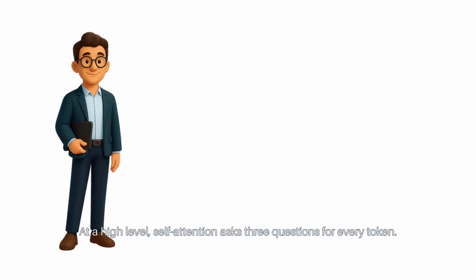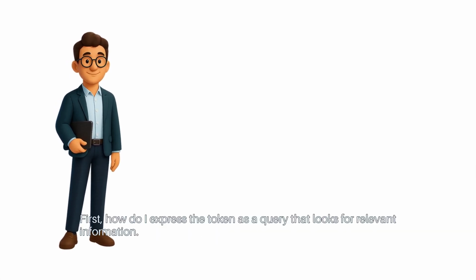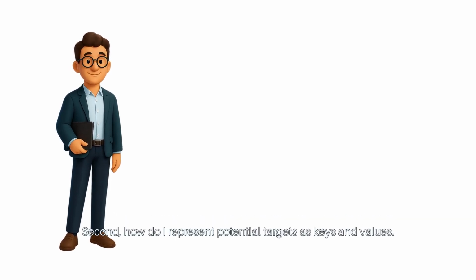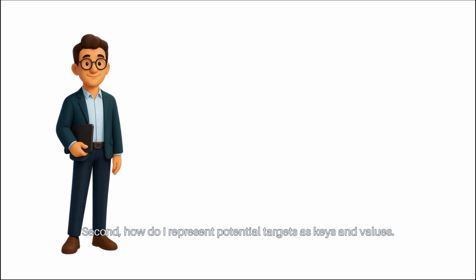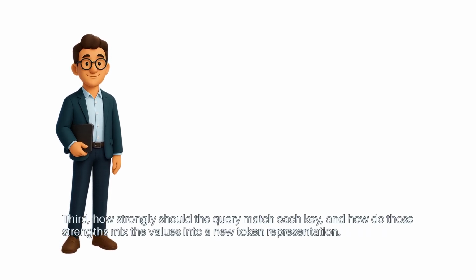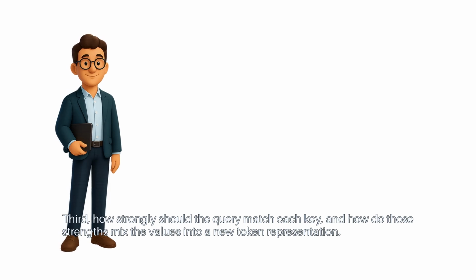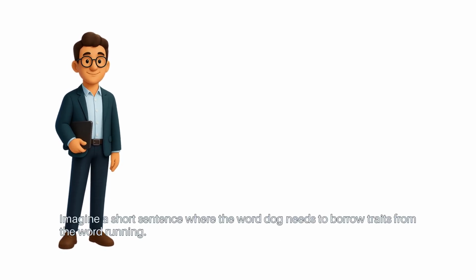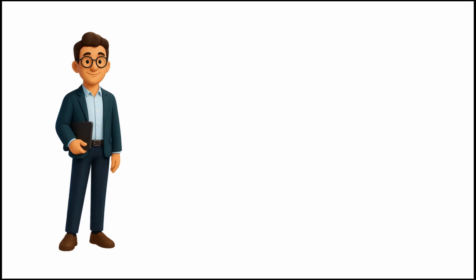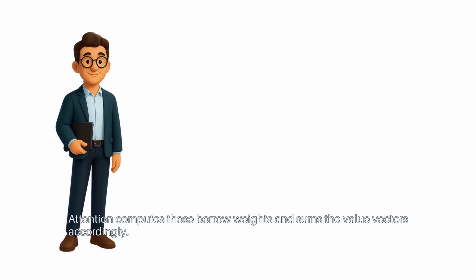At a high level, self-attention asks 3 questions for every token. First, how do I express the token as a query that looks for relevant information? Second, how do I represent potential targets as keys and values? Third, how strongly should the query match each key? And how do those strengths mix the values into a new token representation? Imagine a short sentence where the word dog needs to borrow traits from the word running. Attention computes those borrow weights and sums the value vectors accordingly.